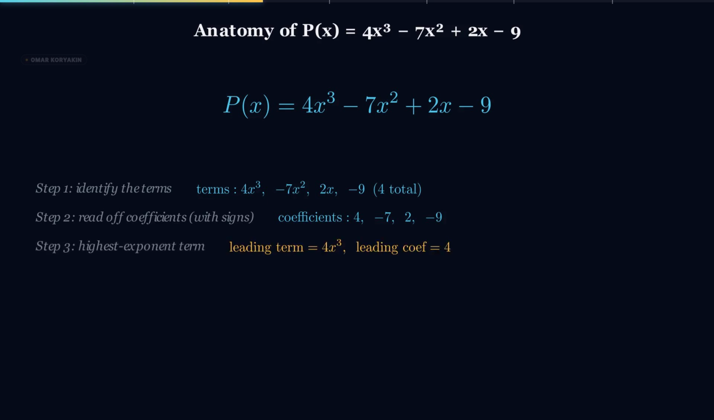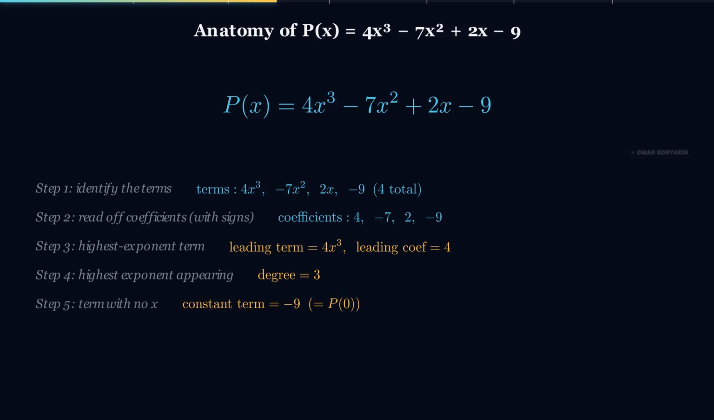Step 3. Identify the leading term and leading coefficient. The leading term is the term with the highest exponent, which is 4x cubed. The leading coefficient is therefore 4. Step 4. Identify the degree. The degree is the highest exponent that appears, which is 3, so this polynomial has degree 3. Step 5. Identify the constant term. The constant term is the term without any x, which is negative 9, equivalently the value of p at 0, since plugging in 0 kills all the x terms.